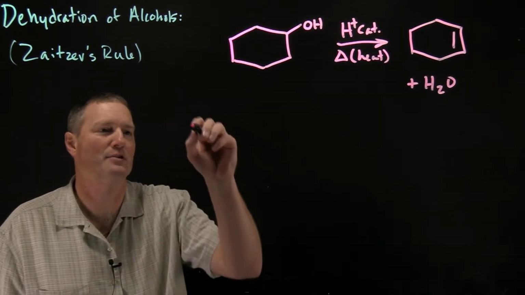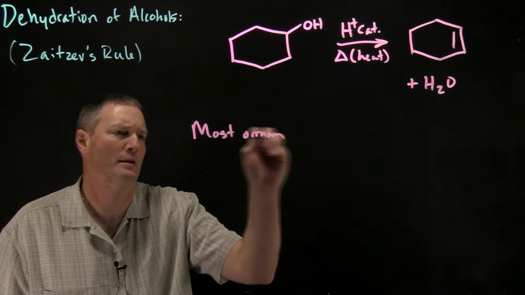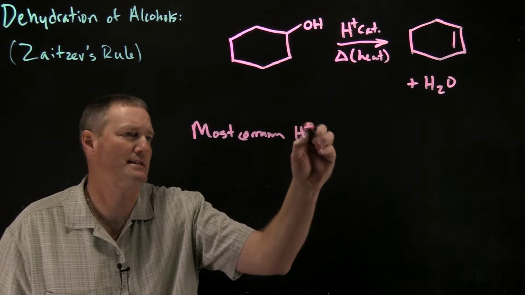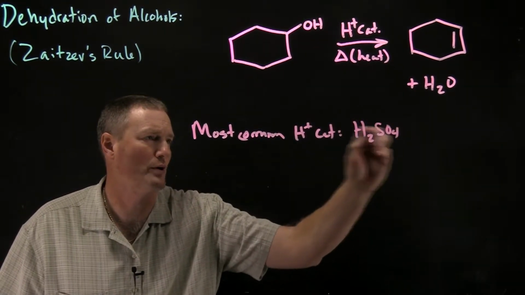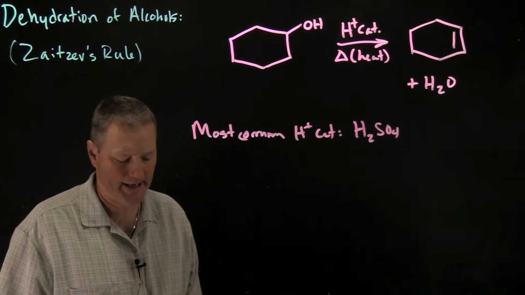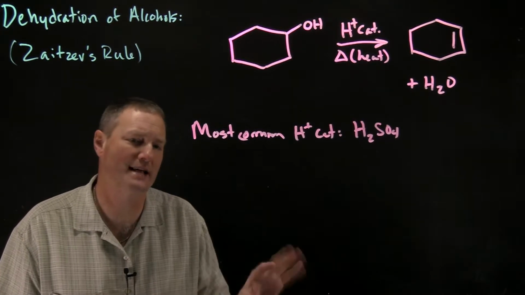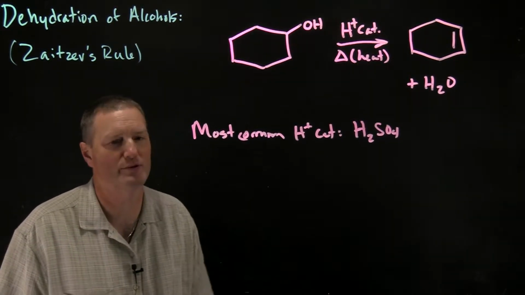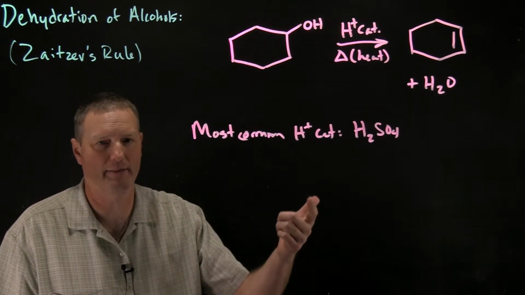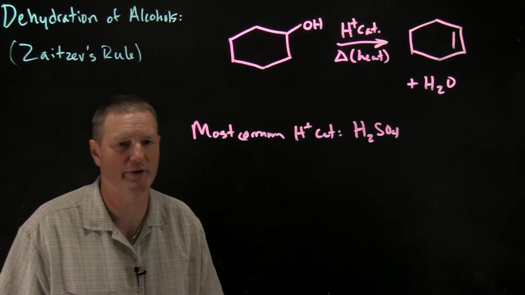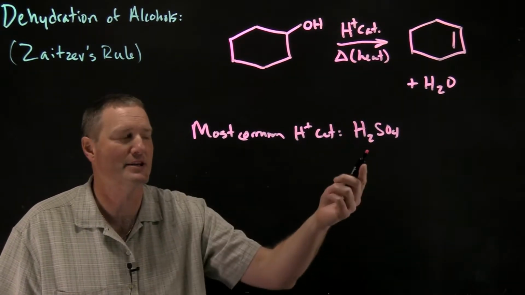Well, the most common H+ catalyst is H2SO4 or sulfuric acid. You can use others. You can use HCl or phosphoric acid. Those acids aren't quite as strong though as H2SO4. And typically these reactions only require a drop or two of this for a fairly large volume of the alcohol. So when we say H+ catalyst, what we're really talking about is H2SO4.